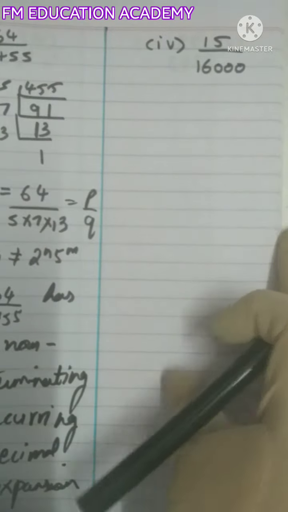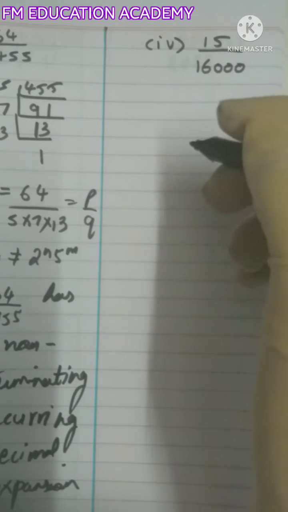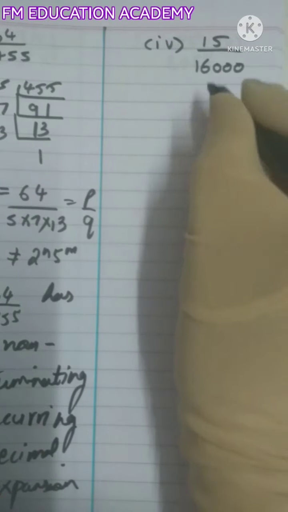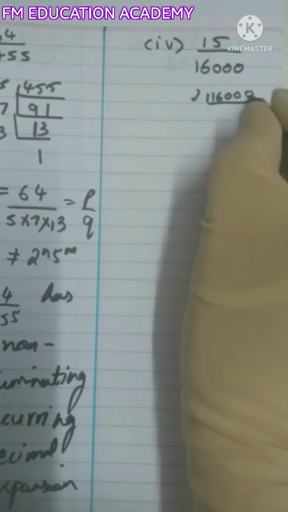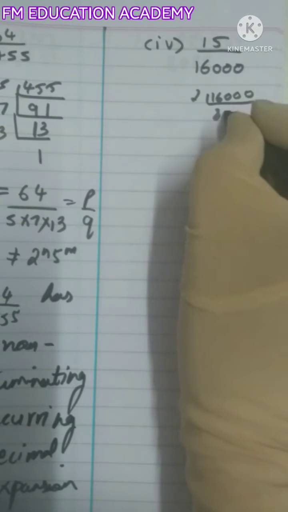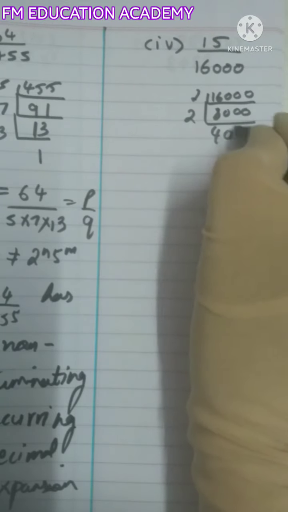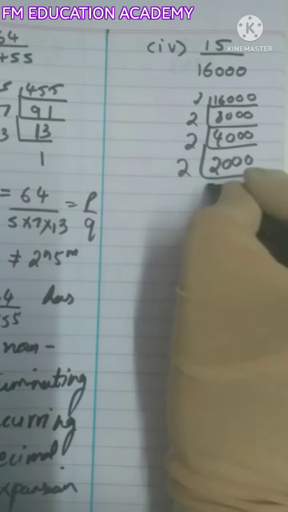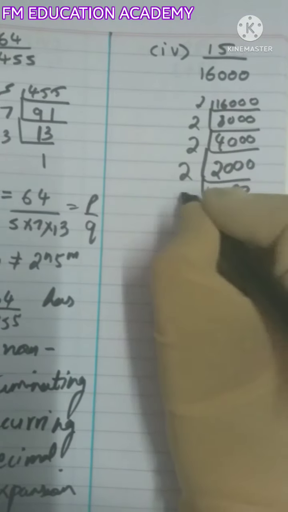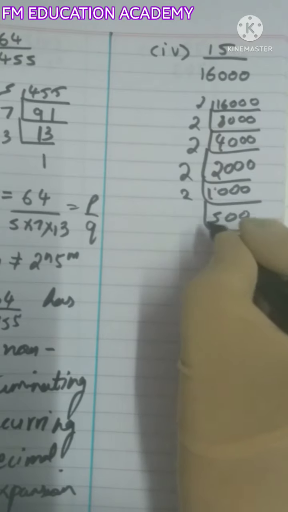Okay, moving on to the fourth bit, 15 by 16,000. How can we write 16,000? Find out the prime factorization of 16,000. 2 will go, because the units place is 0. 2 8s are 16, 2 4s are 8, 2 2s are 4, and so on, dividing by 2 repeatedly.